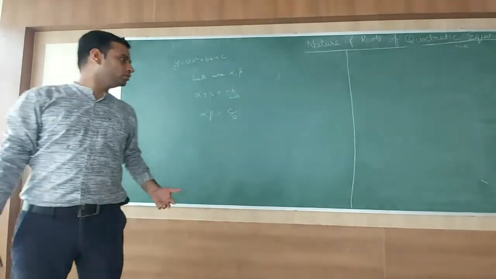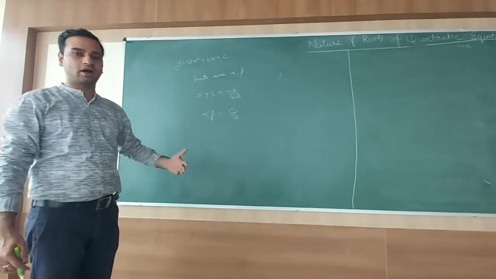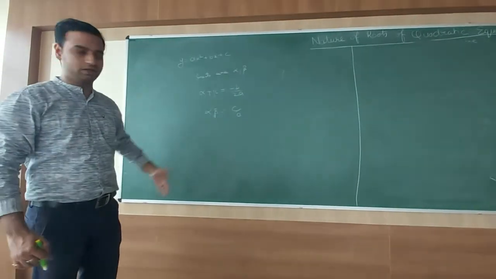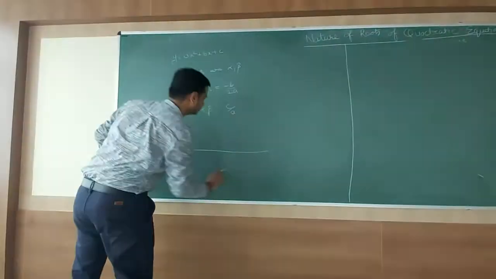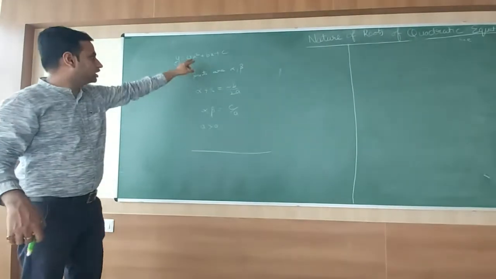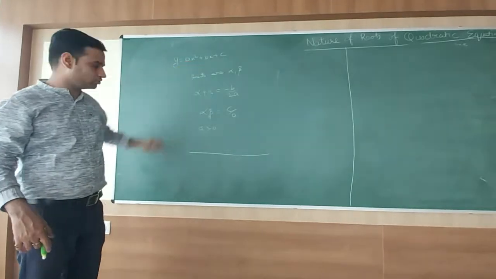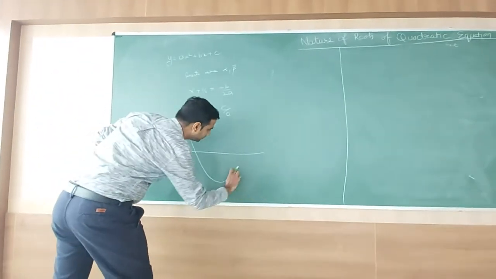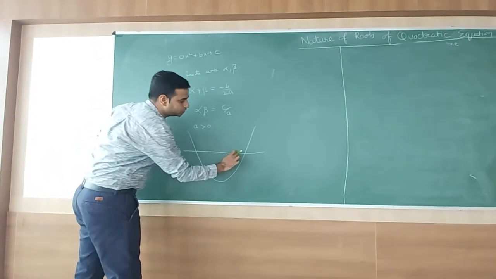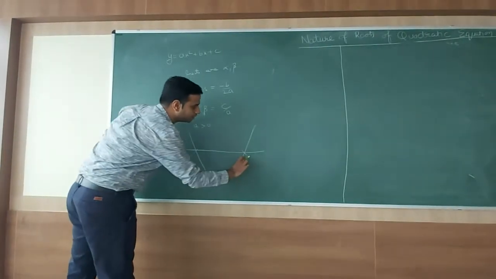So first of all, we are discussing the graph of this quadratic equation, and we have discussed it earlier, so I am drawing it directly. Assuming a is greater than 0, the coefficient of x square, the graph will be an upward parabola, and this is the x-axis, so it is cutting at this point and this point. So these are the roots alpha and beta.